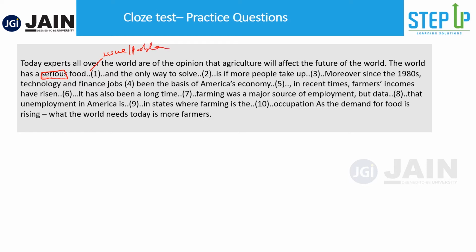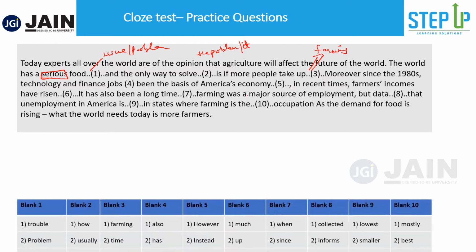And the only way to solve the problem, right? Solve the problem that is already stated, right? It is if more people take up dash. What will more people take up to solve the agriculture problem? Probably they'll take up that as the main source, right? Probably they'll take up something like farming, right? So before we move to the next option, let's look at the options and choose.